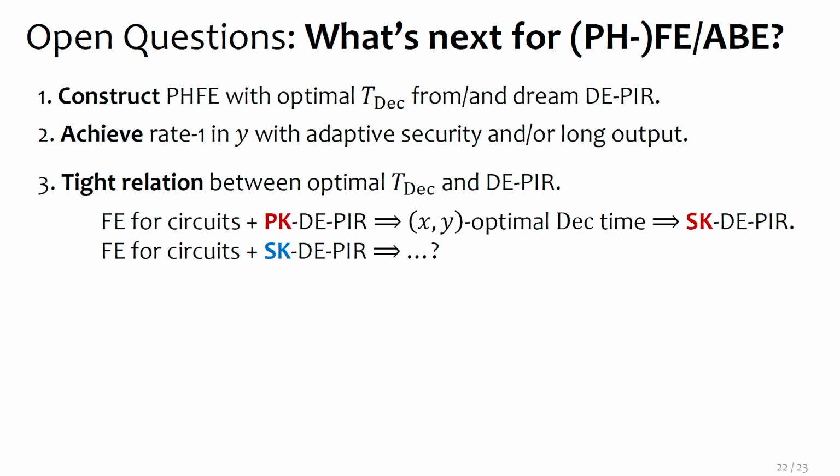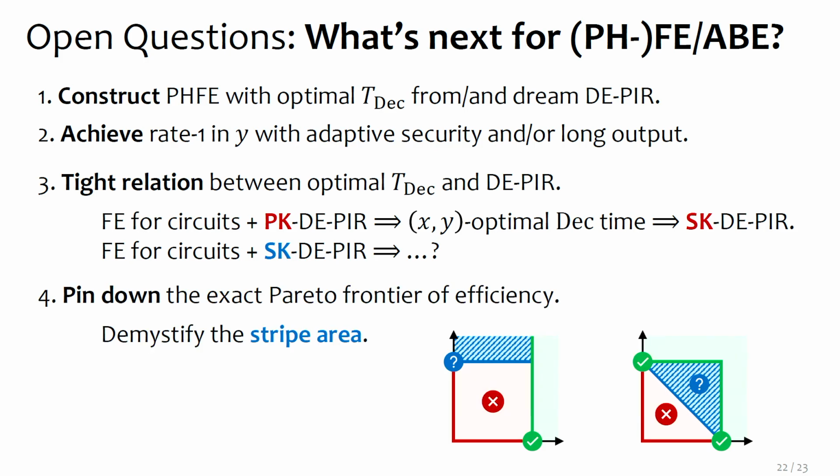The thing is that we know functional encryption for circuits plus public key DEPIR implies optimal decryption time, but that only implies secret key DEPIR, as far as we know. So the question is whether we can achieve optimal decryption time on private and public input given just secret key DEPIR. And then the next question is just pinning down the exact Pareto frontier of efficiency for functional encryption and attribute-based encryption, namely to resolve the striped area.